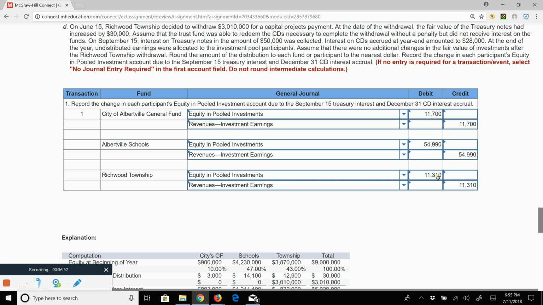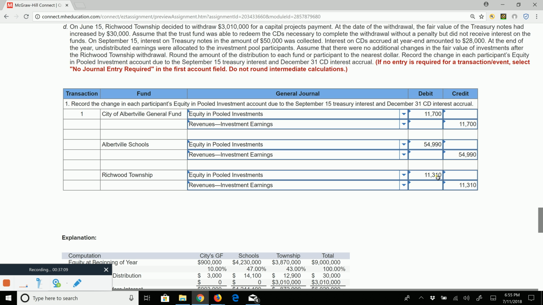All right, so it's basic. There's a lot of moving parts here with trust funds. There's a lot of moving parts. But the good thing is, if you just really zero in on it, what's going on here is a bunch of governments get together and pool investments.